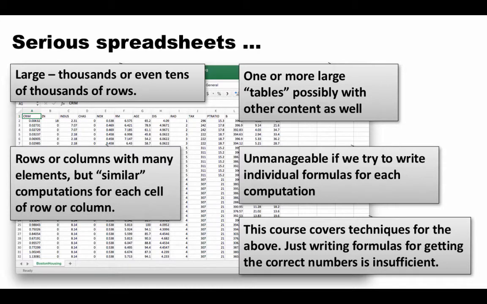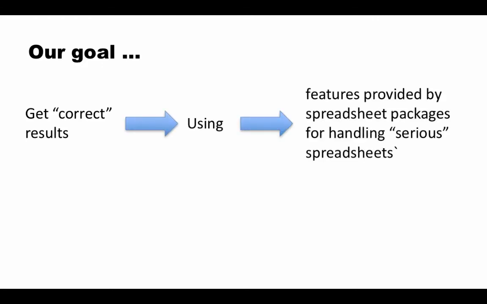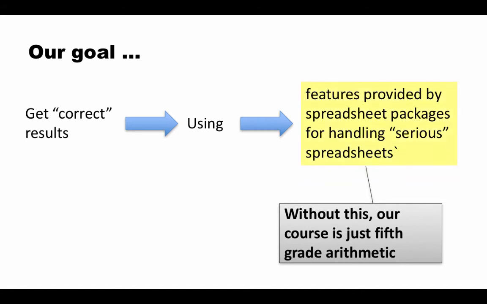And as I've already said, this course covers techniques for the above. Just writing formulas for getting the correct numbers is completely insufficient. So our goal is to get the correct results using features provided by spreadsheet packages for handling serious spreadsheets. Without this, the course is just fifth grade arithmetic. There's nothing great. So just doing something to get the correct numbers is not the goal of the course.